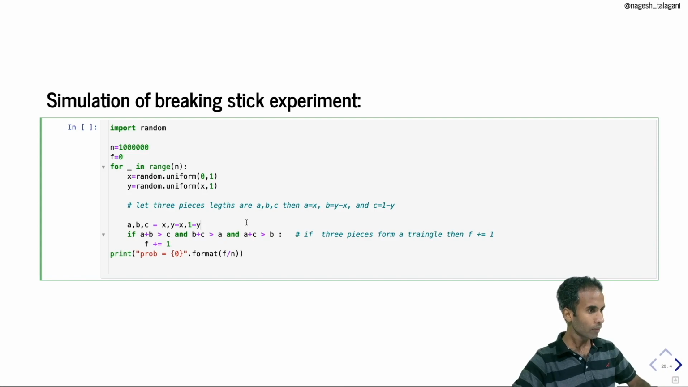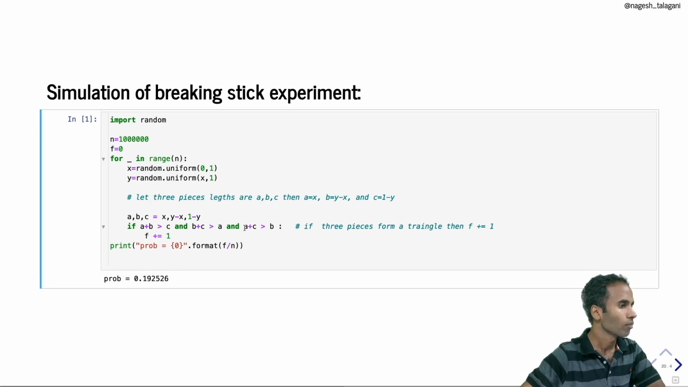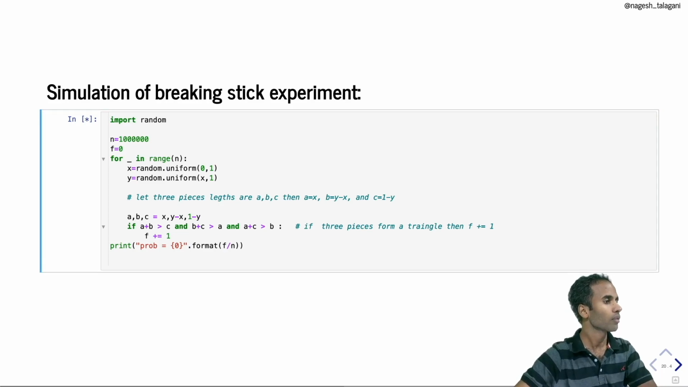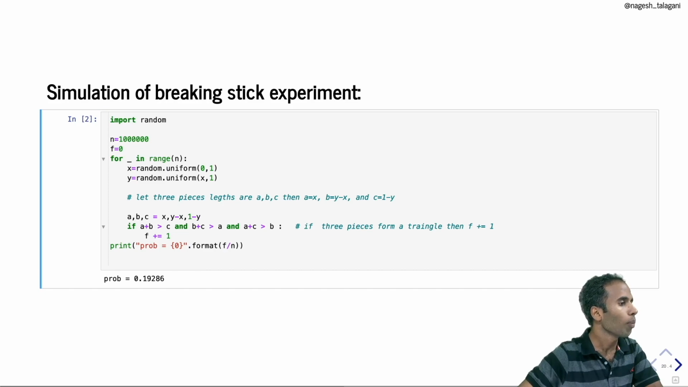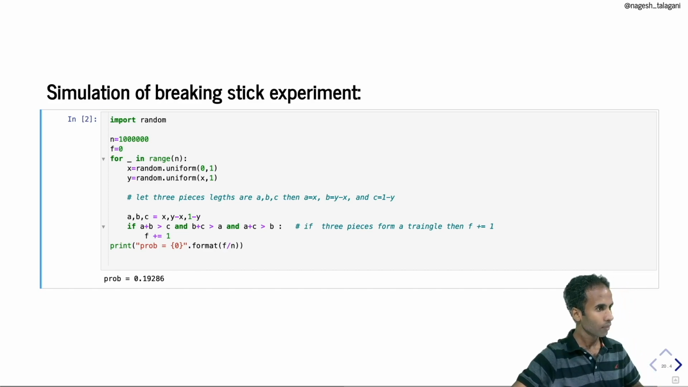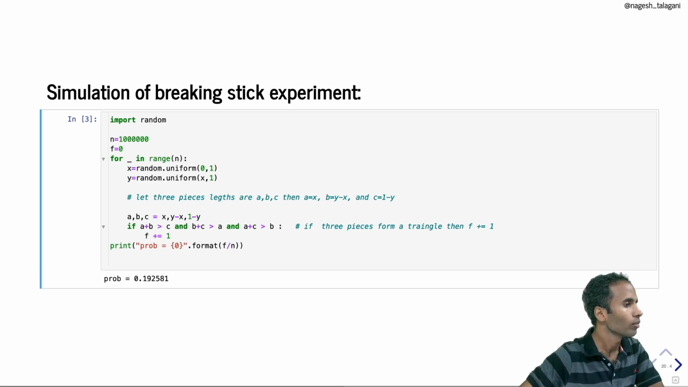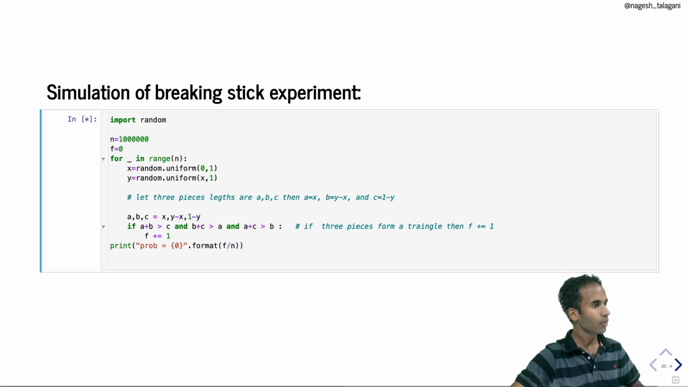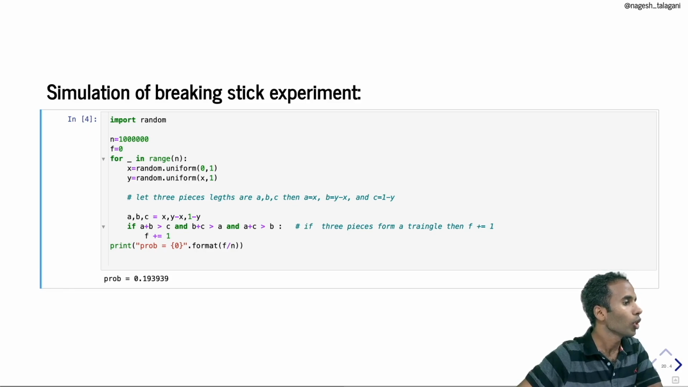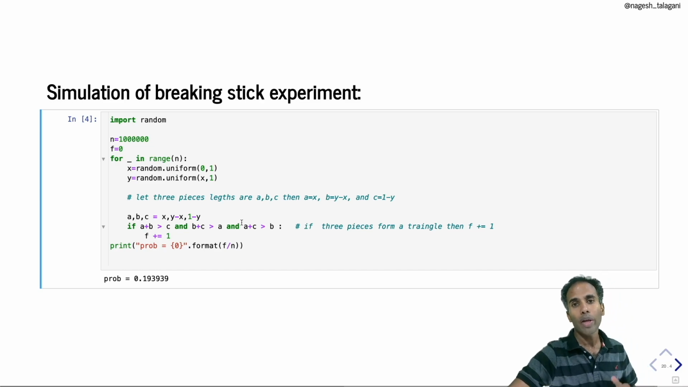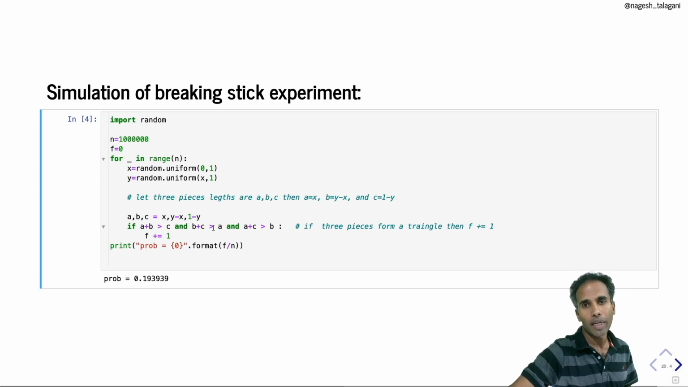Now let us see what relative frequency gets printed. Let me run it here. 0.192526. It's pretty close to the actual probability that we got. Let me run again. 0.19286. 0.192581. 0.193939. See, it's pretty close to the probability that we got theoretically, right? So our approach must be correct.